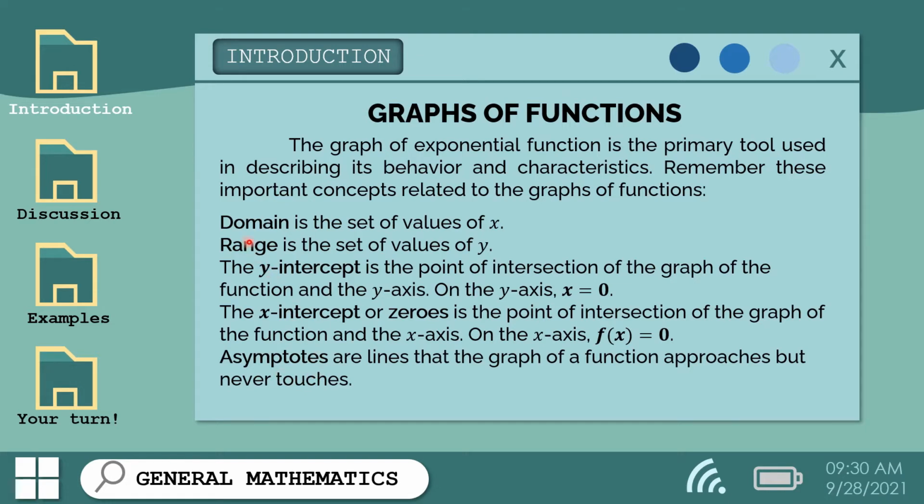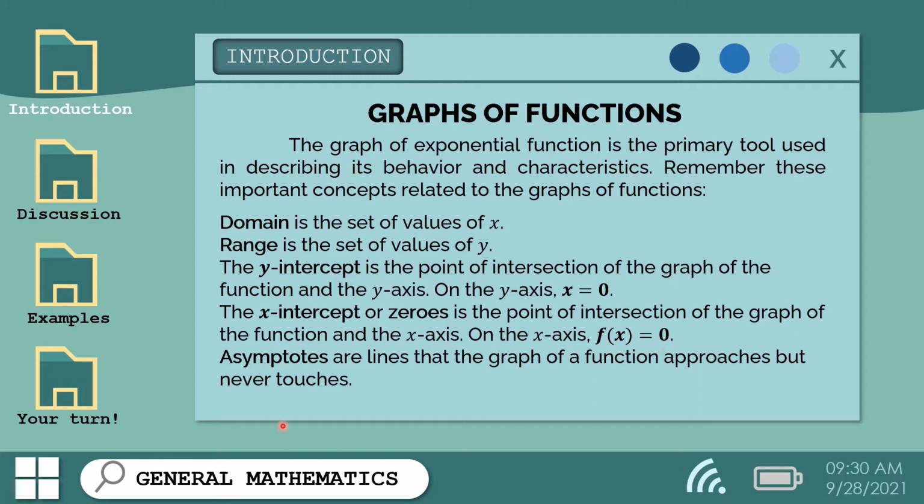Yan. So pag sinabi nating domain, these are the set of values ng ating x. At kapag sinabi naman natin range, these are the values of our y. And yung y-intercept naman is the point of intersection of the graph of the function with our y-axis. And on the y-axis, ang x po natin is equal to 0. At ang x-intercept naman po, or the zeros, is the point of intersection of the graph of the function with the x-axis naman. And on the x-axis, ang y po natin is equal to 0 or the f of x is equal to 0.